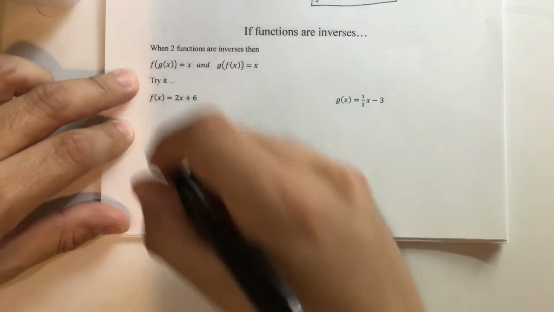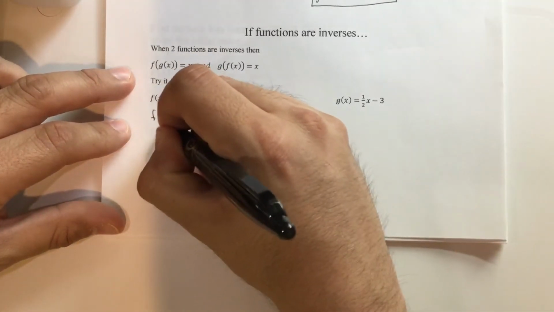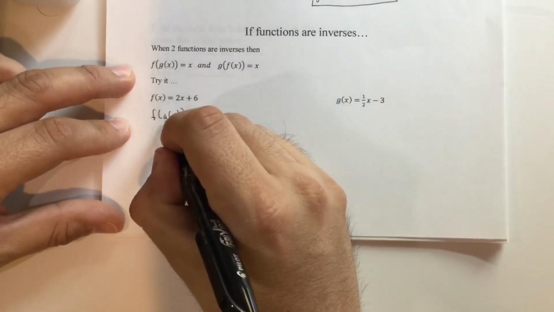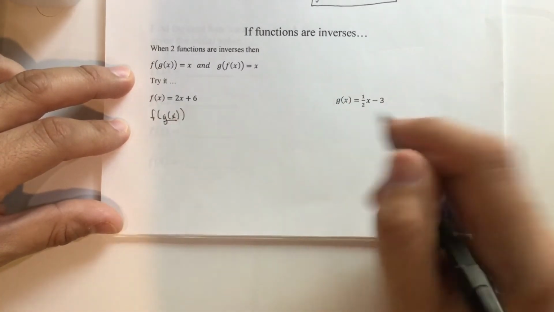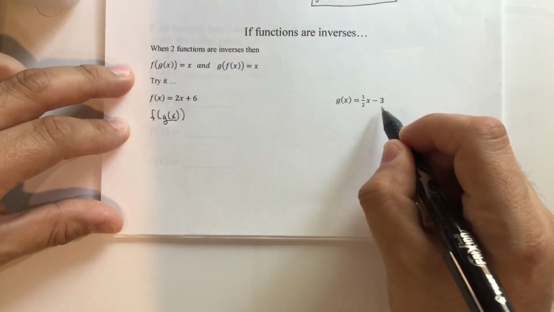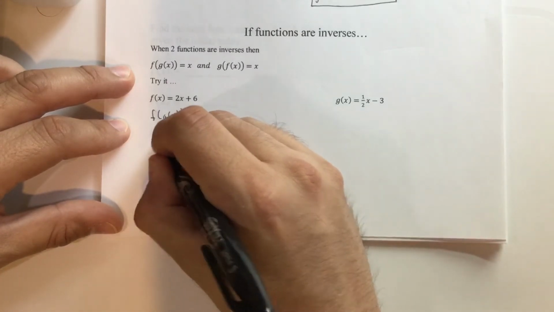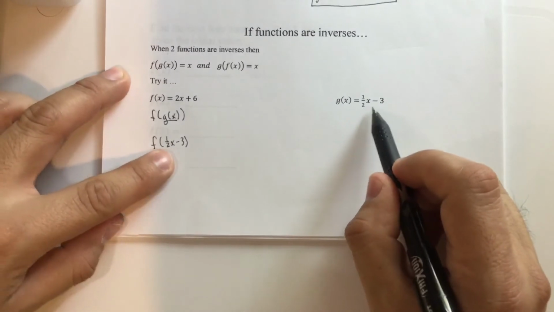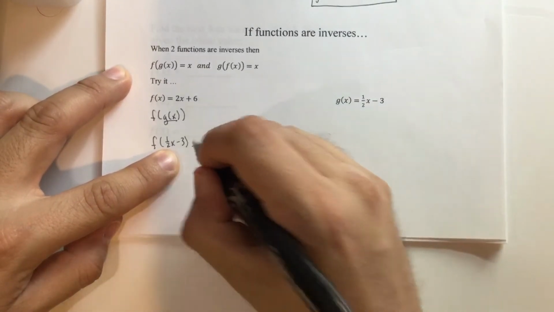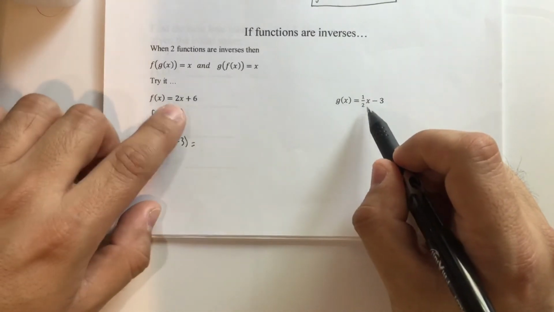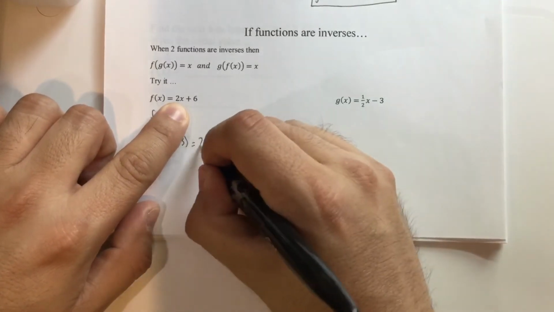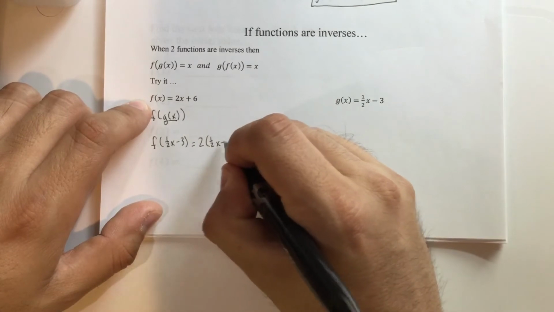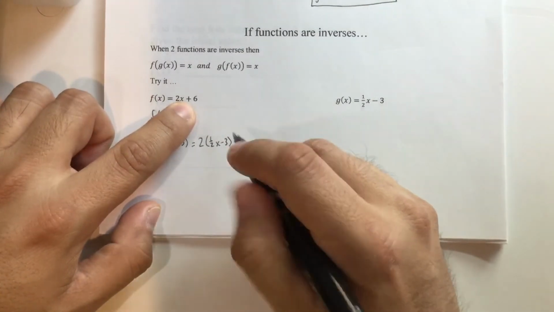So for the first one, I'm going to do f of g of x. So once again, we define it. We know that g of x is right here, 1/2 x minus 3. So I'm going to say f of 1/2 x minus 3. So just make sure 1/2 x minus 3. Okay, so now we're going to take this 1/2 x minus 3 and we're going to plug it in for this x right there. So 2 parentheses 1/2 x minus 3, and then continue plus 6.